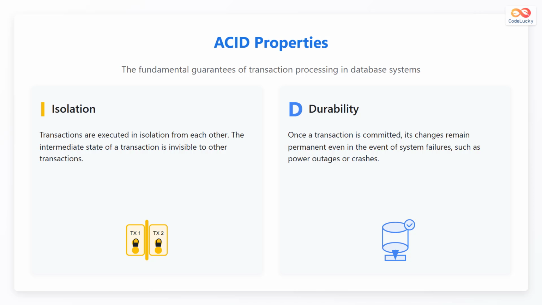Continuing with the ACID properties, we will now discuss isolation. Transactions are executed in isolation from each other. The intermediate state of a transaction is invisible to other transactions. Finally, we have durability. Once a transaction is committed, its changes remain permanent even in the event of system failures, such as power outages or crashes.